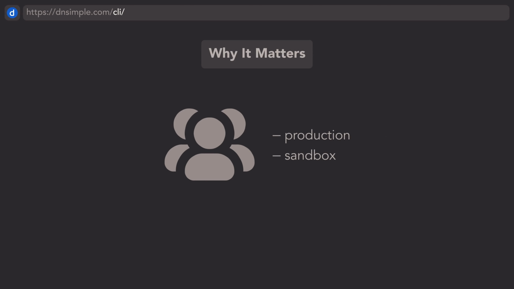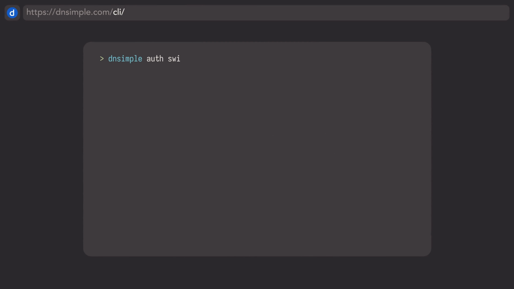Teams that juggle production and sandbox accounts benefit from the CLI's context system, which lets you switch environments with one command. Add multiple accounts whether you are performing actions on production or testing things out on your sandbox account.